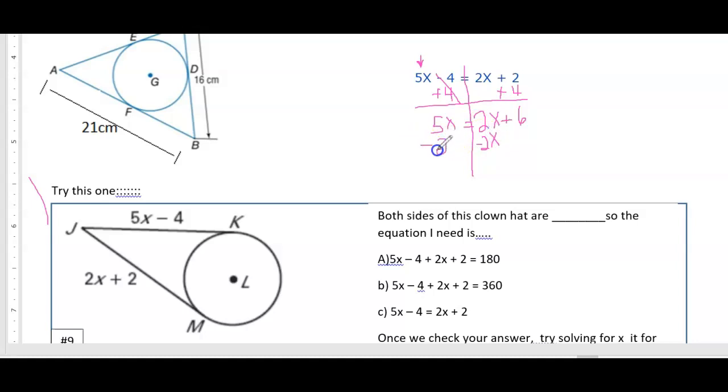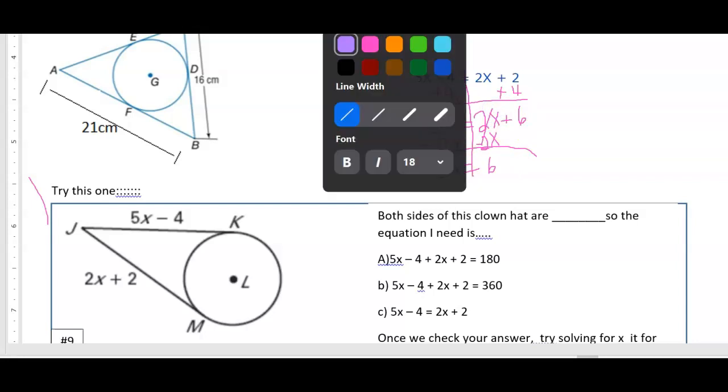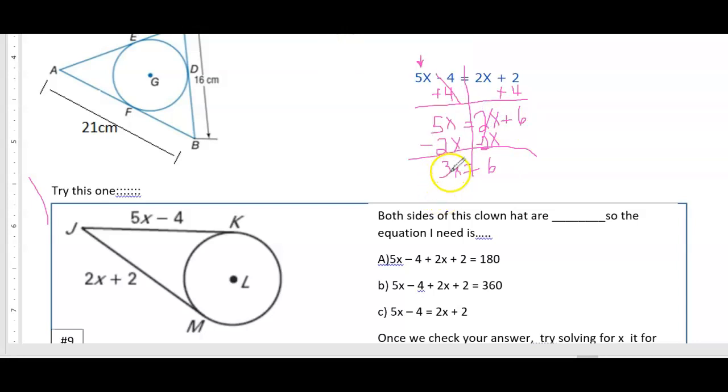Whatever you do to one side, you have to do to both sides. So 5x minus 2x, like 5 apples minus 2 apples. Very good, it's 3 apples, so 3x. And the only thing left on this side, because this goes away, is 6. So 3x equals 6. Your last step: I'm multiplying 3 times x, so the inverse operation of multiplication is division. You're going to divide by 3, so x equals 2.